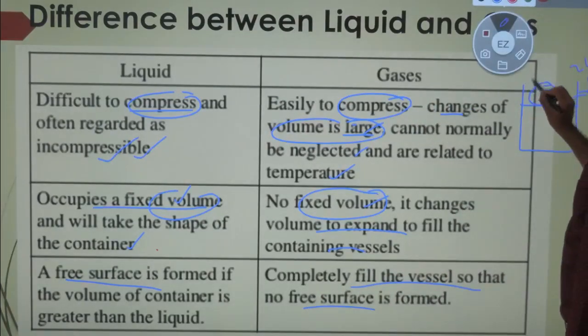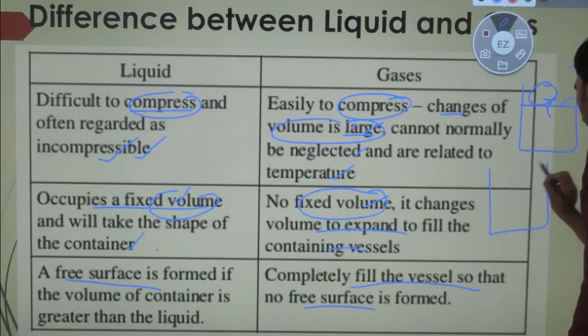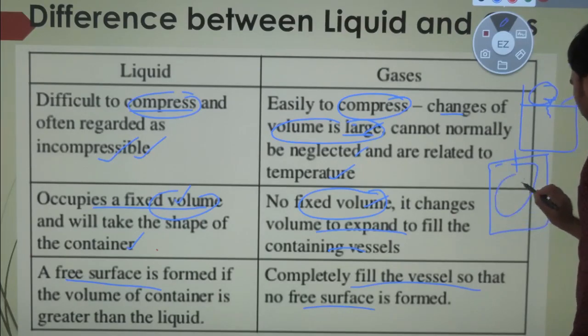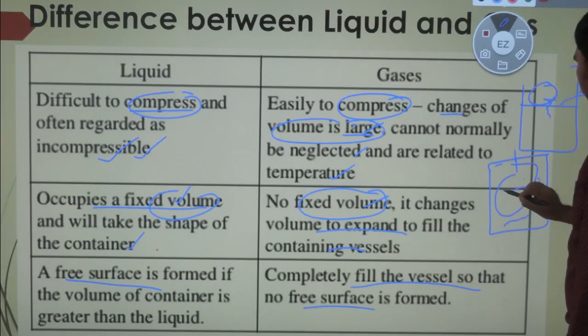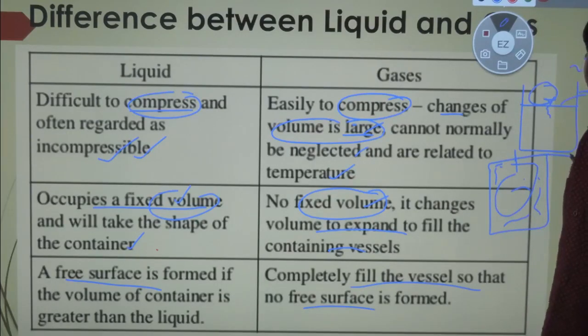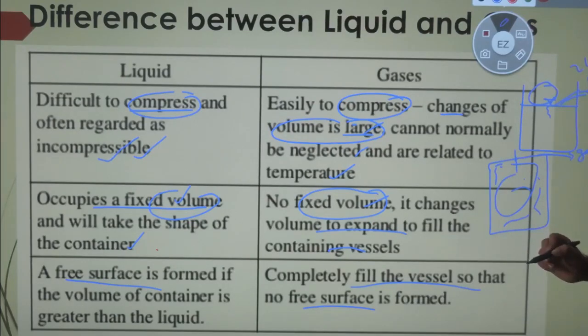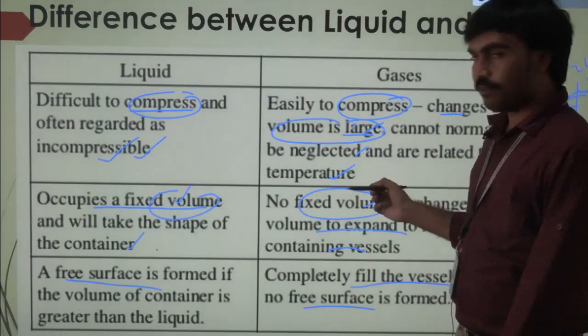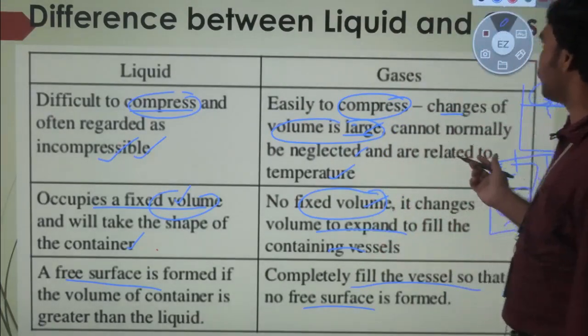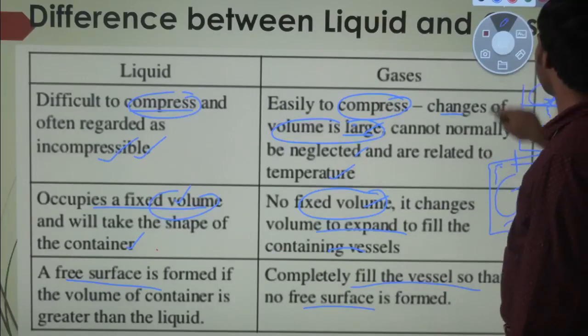For example, there is a container with a volume of 1 meter cube, and if you pour gas into this container, it will occupy the entire container. It will not leave any empty space. So no free surface is formed in the case of gases, and a free surface is formed in the case of liquids. These are the important properties, and based on these characteristics we can differentiate between liquid and gas.